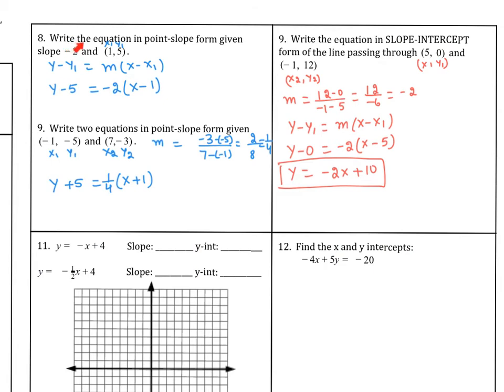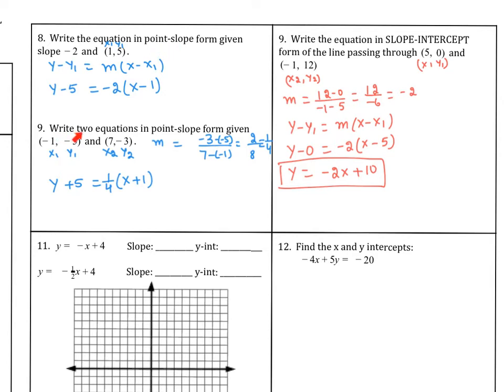For number 8, write the equation in point slope form. Given slope is negative 2 and point is 1 comma 5. So the formula is y minus y1 equals m times x minus x1. So 1 comma 5 is x1 and y1, and the slope is negative 2. You plug it in: y1 is 5, x1 is 1, slope is negative 2. When you find this equation, you're going to stop here because we're only finding the point slope form of the equation.